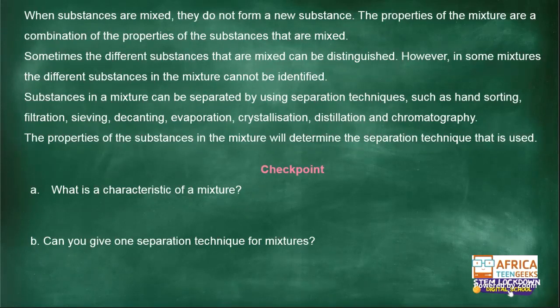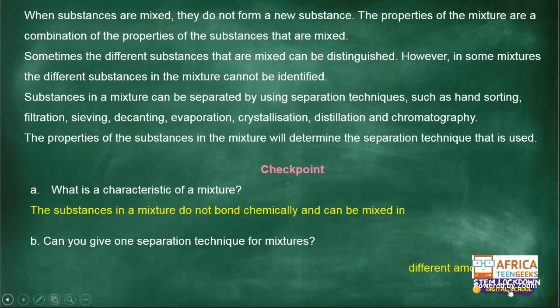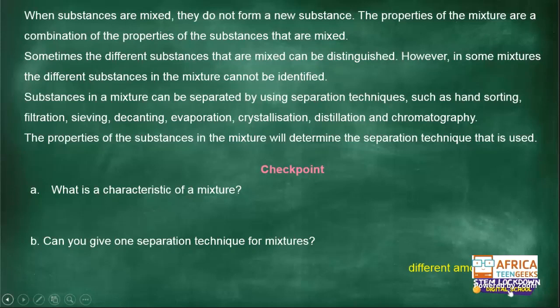Now let's test your knowledge with this checkpoint. What is a characteristic of a mixture? Any characteristic that you know so far from what we discussed. Does anybody want to try? Okay, you're going to have to put it on the chat with everybody because I won't be chatting to anybody privately. That was quick. Does anybody want to try? Any characteristic of a mixture? Nobody. Okay, so let's see.